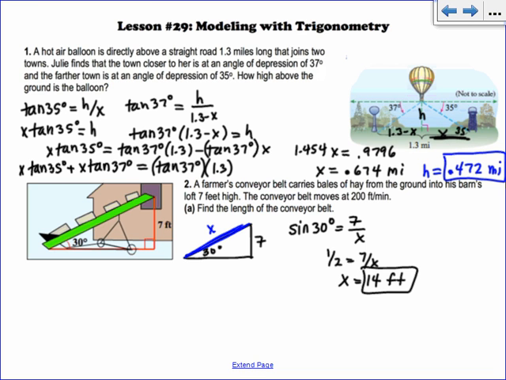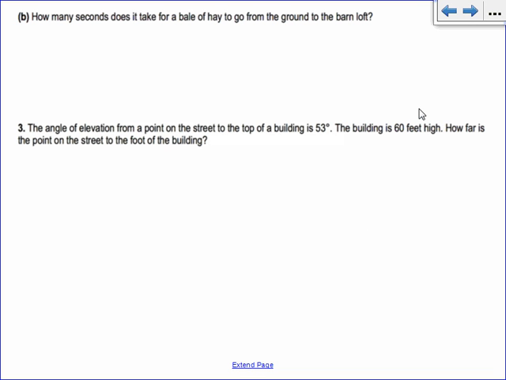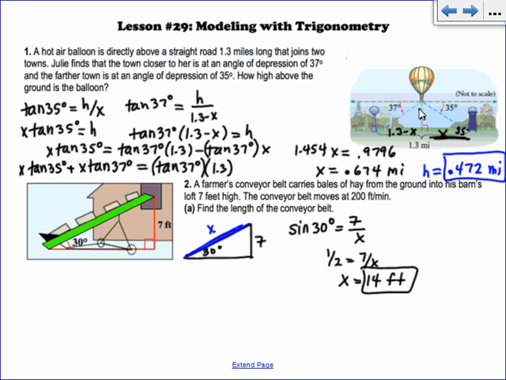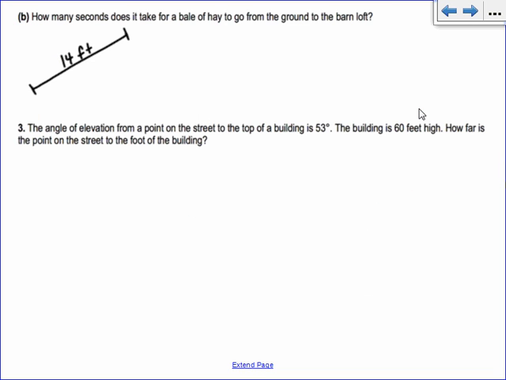All right, now I'm guessing part B asks something about that 200 feet per minute. So let's see. It says, how many seconds does it take for the bale of hay to go from the ground to the barn loft? Okay, so basically we're traveling that total amount of 14 feet, right? And we're going at a rate of 200 feet per minute. And we want to know how many seconds it takes. So this is one big conversion.